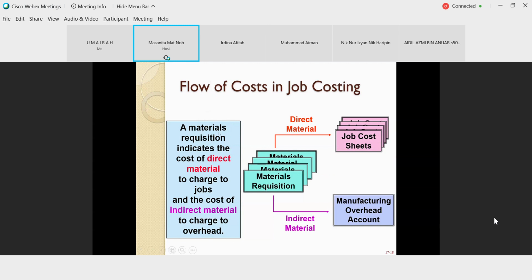Okay, for example macam ni, a material requisition indicates the cost of direct material to charge to the job and the cost of indirect material to charge to the overhead. Daripada requisition form sahaja boleh tahu dah. Alright, maksudnya daripada requisition form tu, you tahu lah berapa banyak materials is required kan. Kalau yang direct materials tu you akan determine lah untuk direct material. Lepas tu yang indirect tu you akan masukkan dia ke dalam overhead, masuk dalam MOH account. Alright, dia akan dicampurkan banyak-banyak sekali.